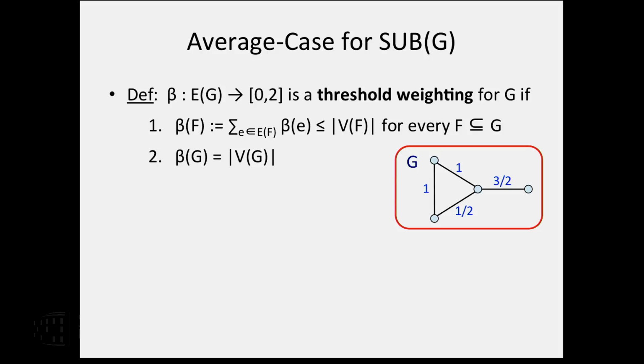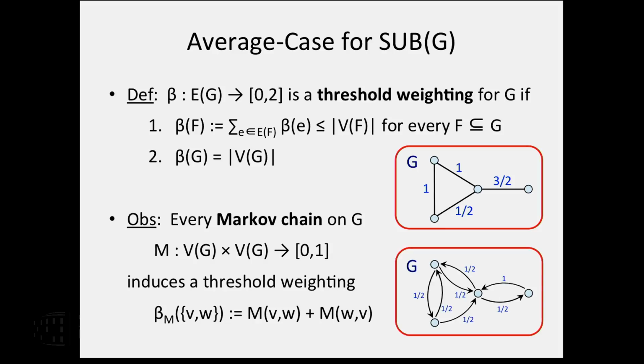So here's one example. If you add these 4 edge weights, we get 4, which is the number of vertices. But if you look at any subgraph, the sum of the edge weights is always at most the number of vertices. And there's a really nice alternative characterization of this class, which comes from Markov chains on the graph G. For a Markov chain you have transition probabilities supported on the edges of the graph, where the transition probabilities coming out of any vertex sum to 1. So for any Markov chain supported on the graph, this induces a threshold weighting by just taking the sum of the transition probabilities in the 2 directions on the edge.